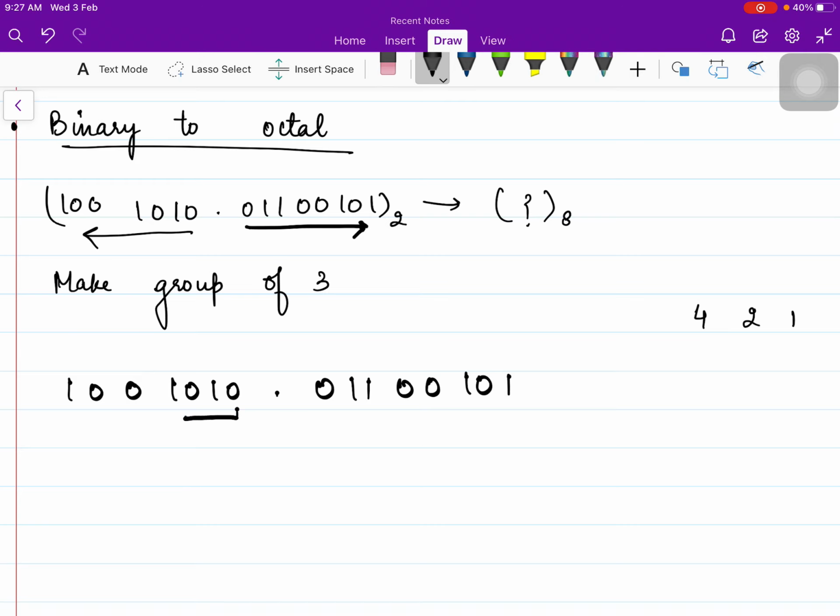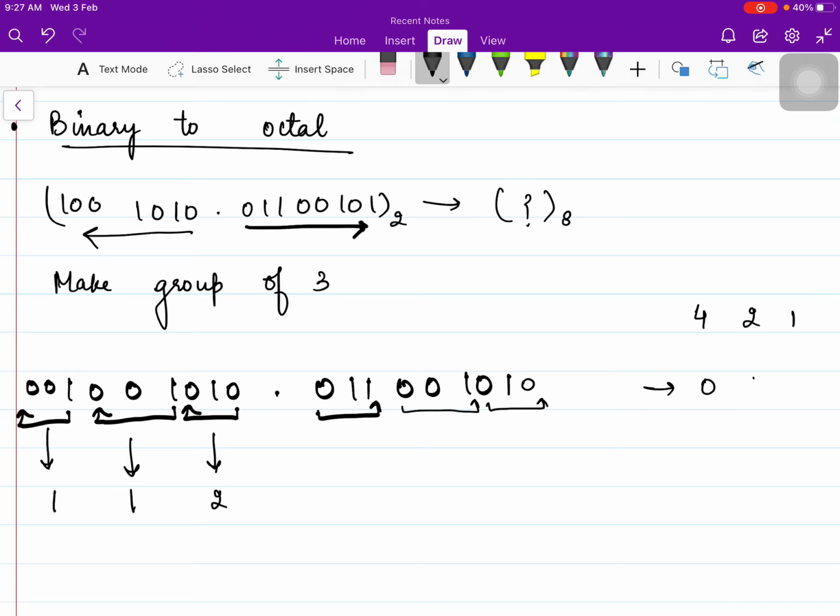So I am moving from right to left, 1, 2, 3, first group, 1, 2, 3, another group, and for the third group, I will insert 2 zeros here. Now for the combination after the decimal, 1, 2, 3, one group, 1, 2, 3, another group, 1, 2, 3, another group. So what is this? It is 1. If you keep it under the combination, it is again 1. 0, 1, 0 is 2 because you will put here 0, 1, 0, so the 1 comes under 2. And this is 3. This is again 1 and this is 2. So the answer is 112.312 in octal.